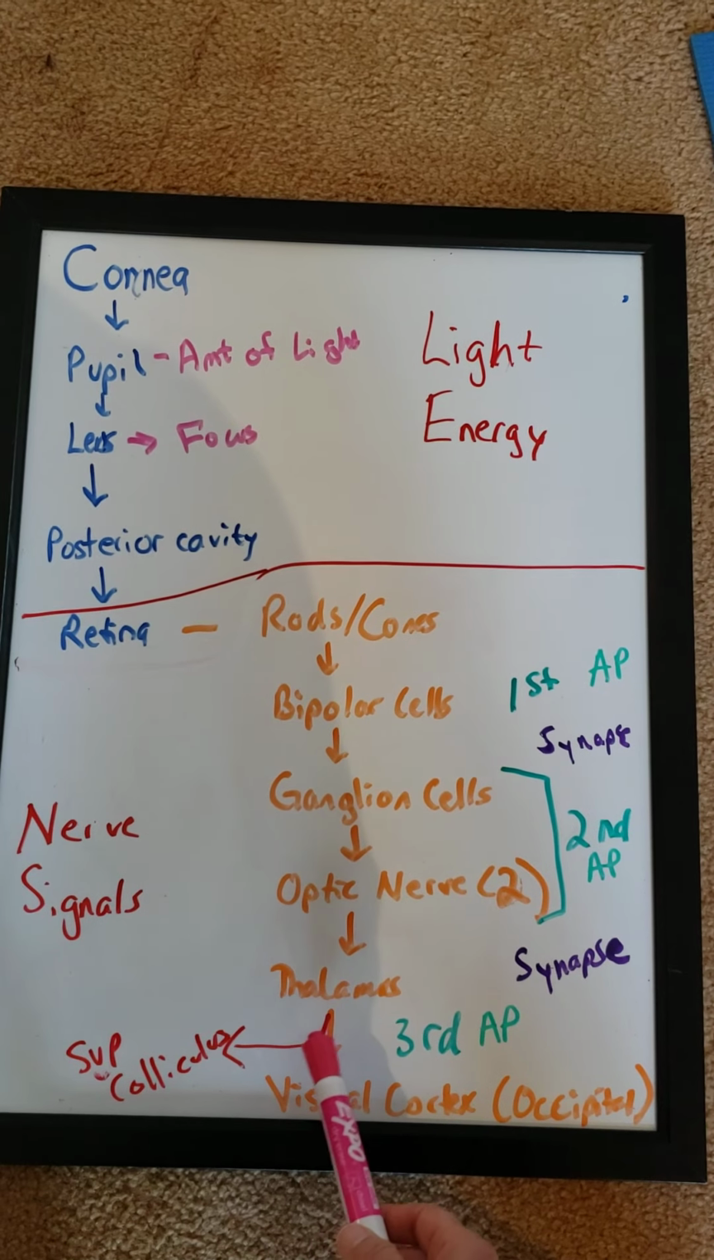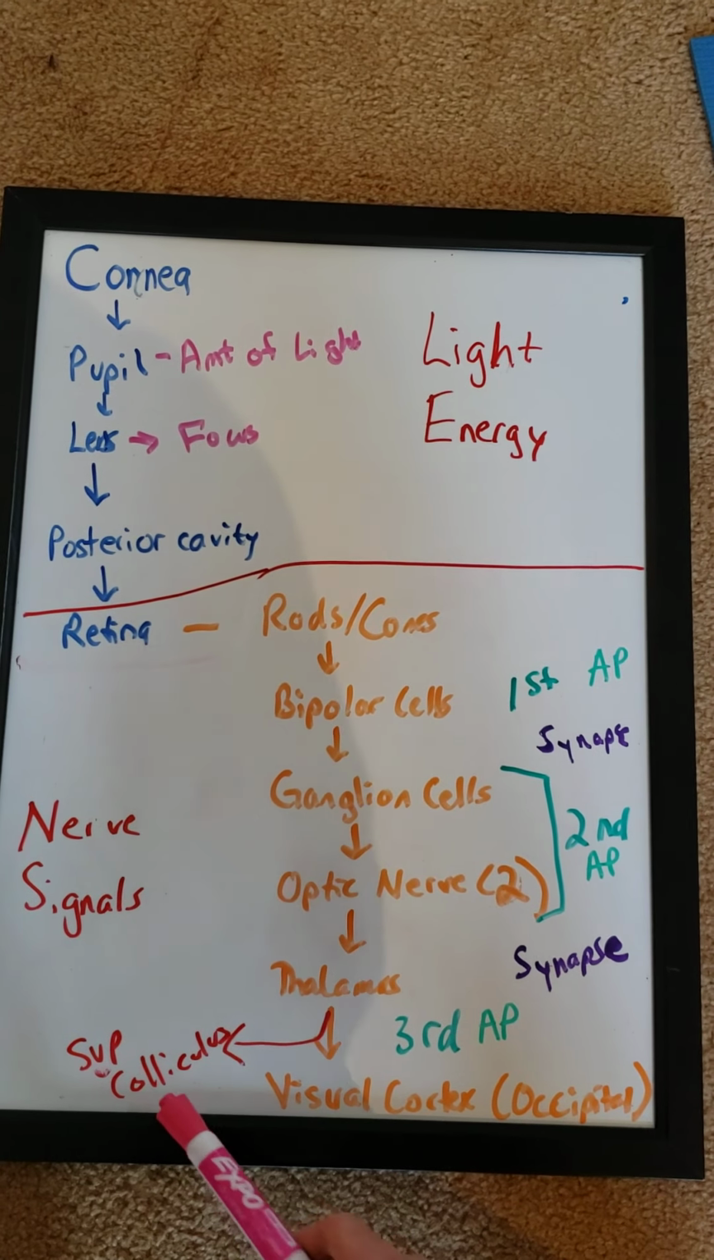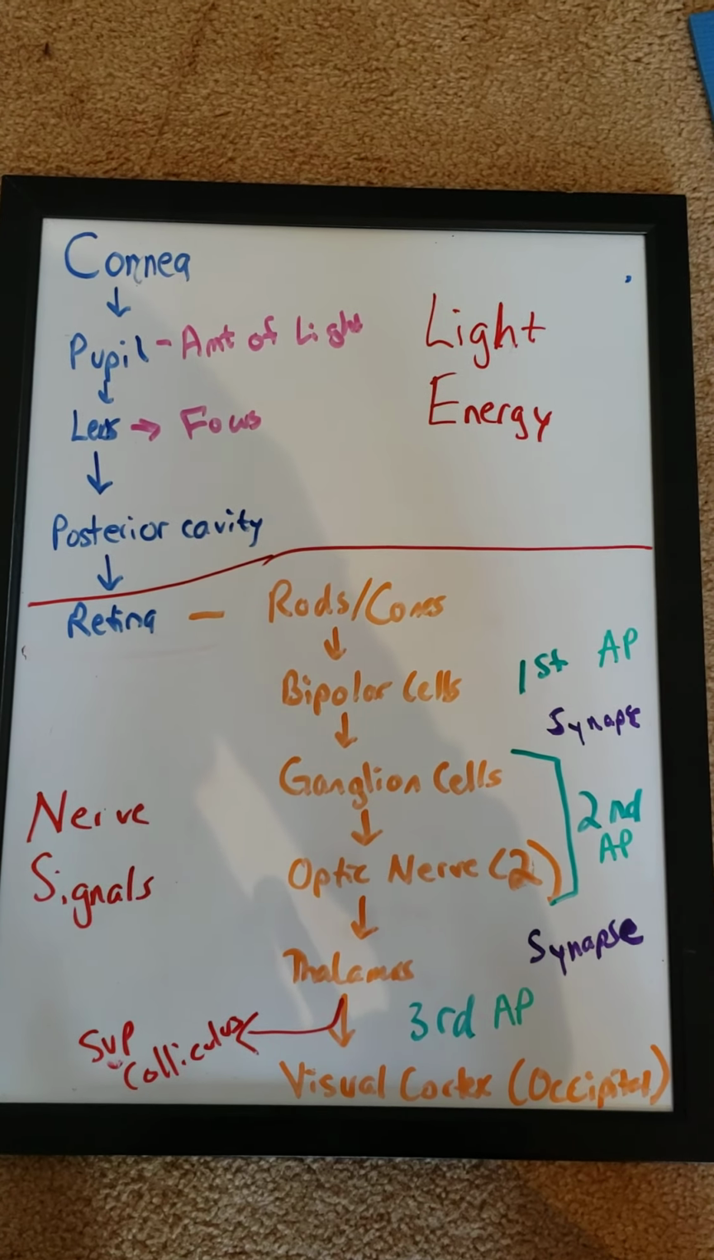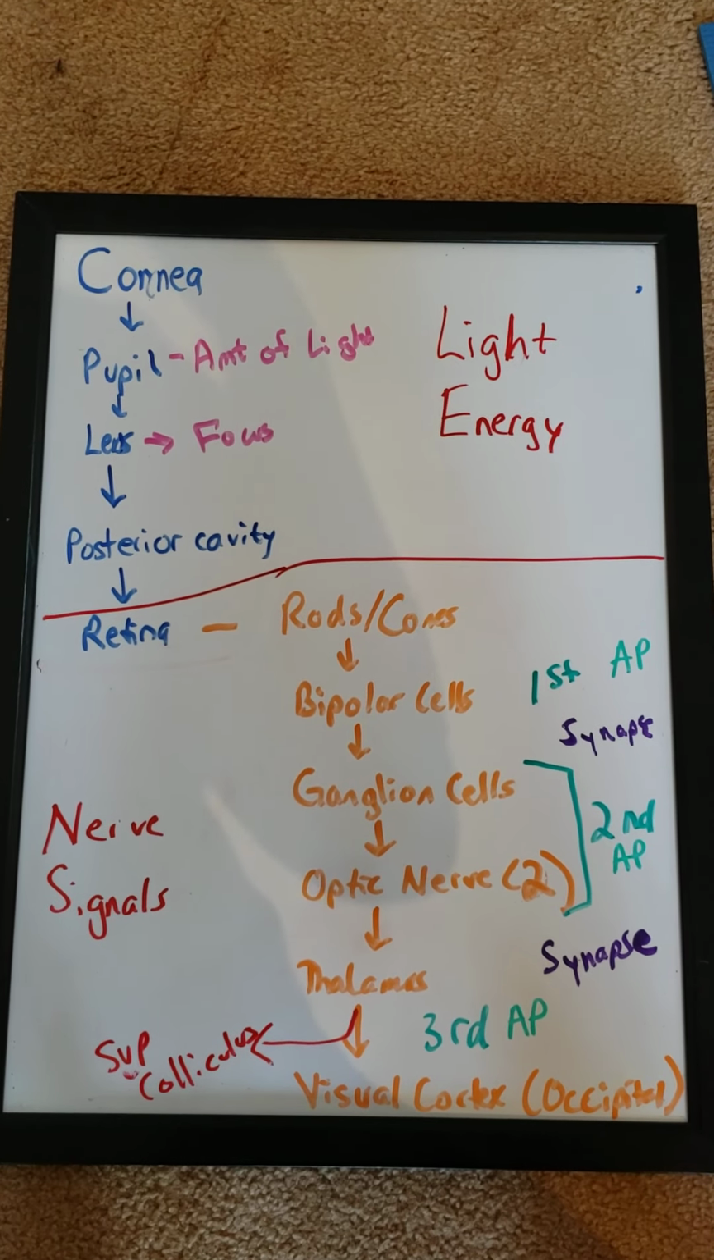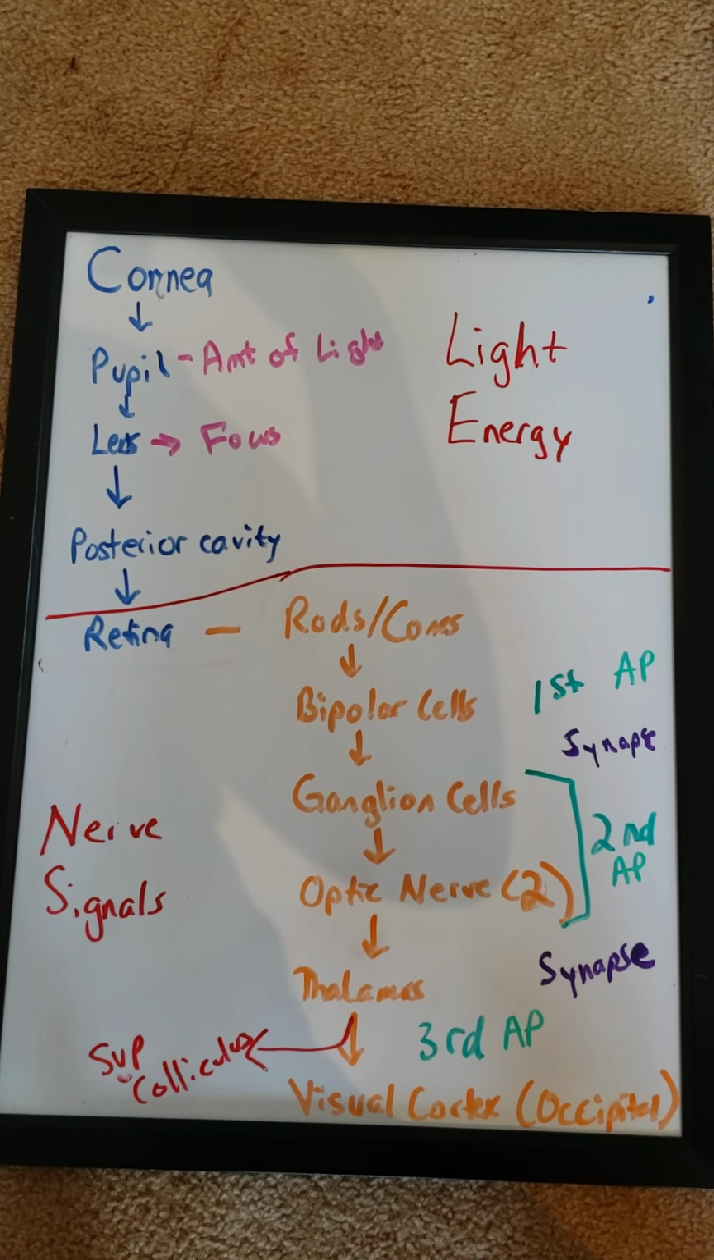The third order neuron has a branch in its axon which sends information to the superior colliculus, and that controls those visual reflexes like turning your head when something moves in your peripheral vision.